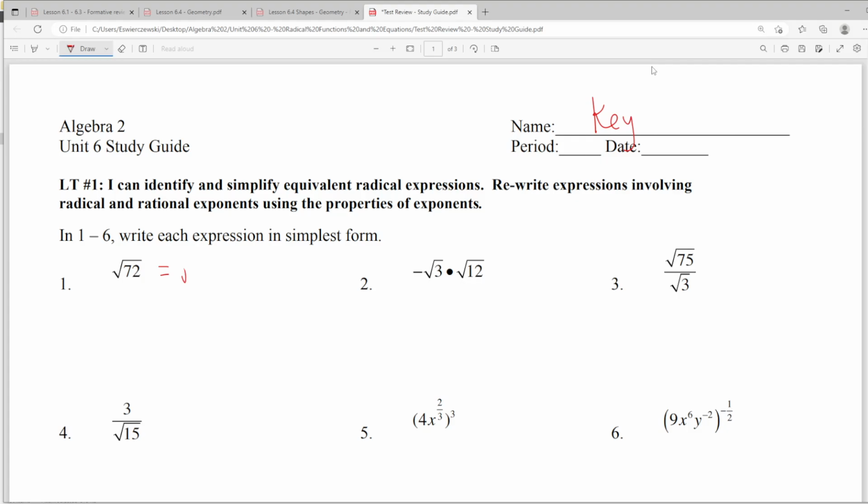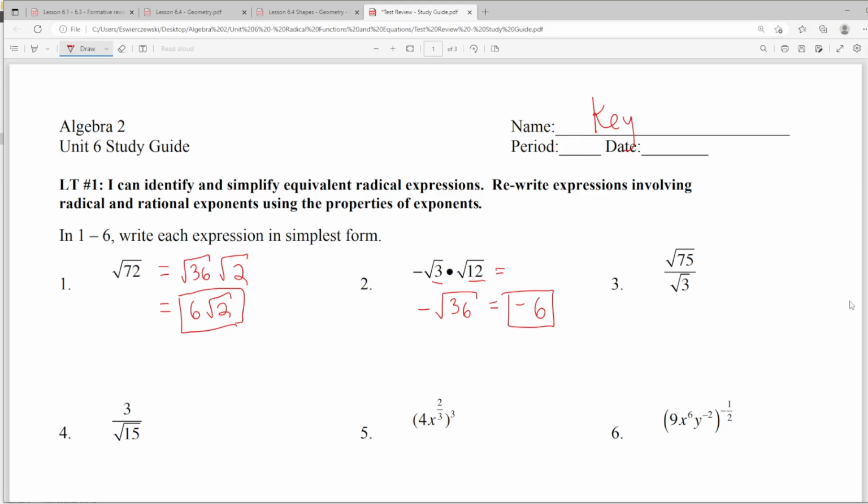So here, I know that 72 has a factor of 36 in it. Square root of 36 is 6. This would simplify to 6 root 2. In the next problem, I can take the radicands and actually multiply them. So this is the same as the square root of 36 with that negative sign outside, which would just be equal to negative 6.